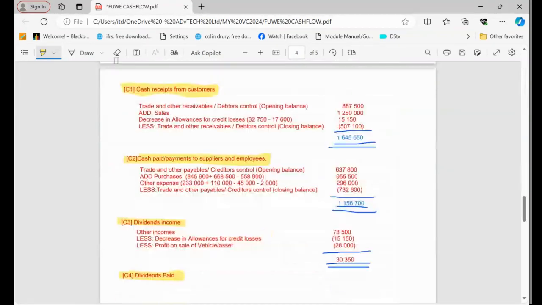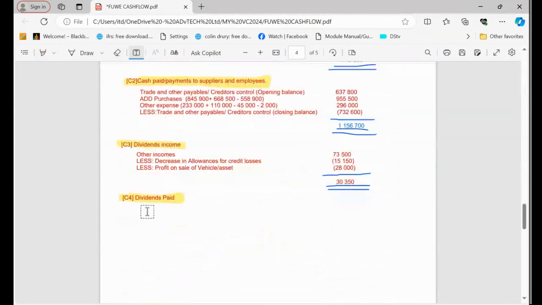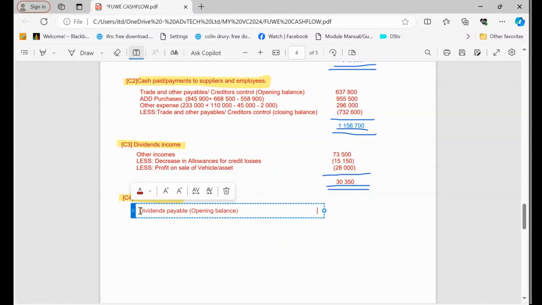So this is how I'm gonna put it here. It doesn't matter how you put it, as long as it makes sense. You say dividends payables. In brackets, you can just write opening balance. And it's going to be 120.